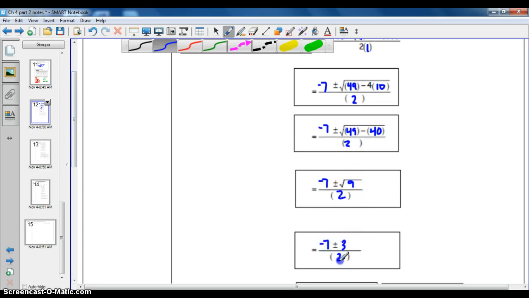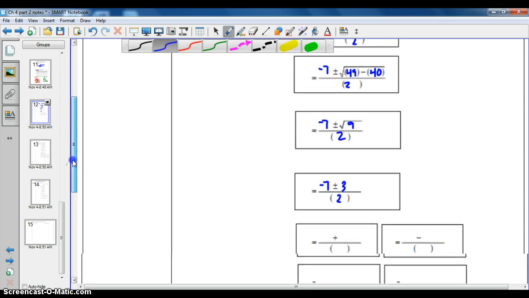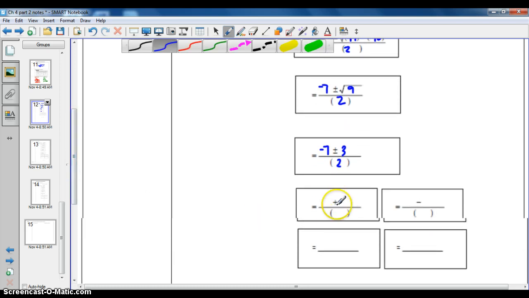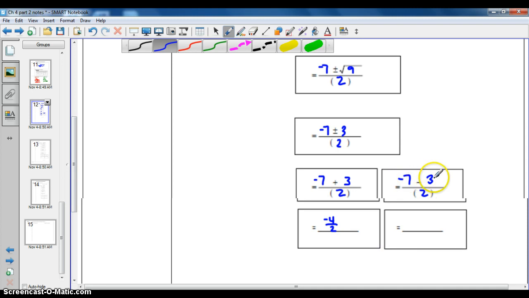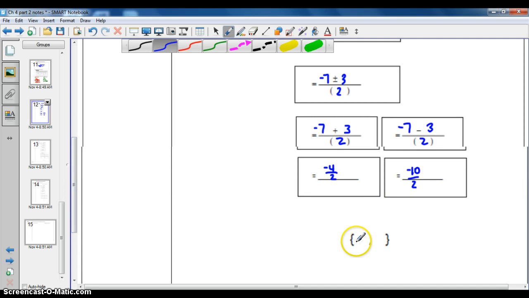And now what we're going to do is we're going to split it up. Because we have the plus minus, remember we have two answers. We have one that's plus and one that's minus. So negative 7 plus 3 over 2 and negative 7 minus 3 over 2. So now we can simplify. Negative 7 and 3 is negative 4 over 2. And then over here, negative 7 minus 3 is negative 10 over 2, which then reduces to negative 2 and negative 5.